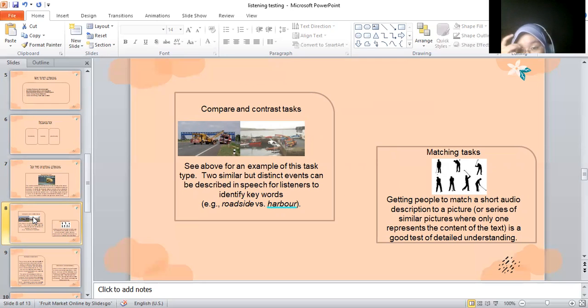And then we have matching tasks. Getting people to match a short audio description to a picture or a series of similar pictures where only one represents the content of the text is a good test of detailed understanding.